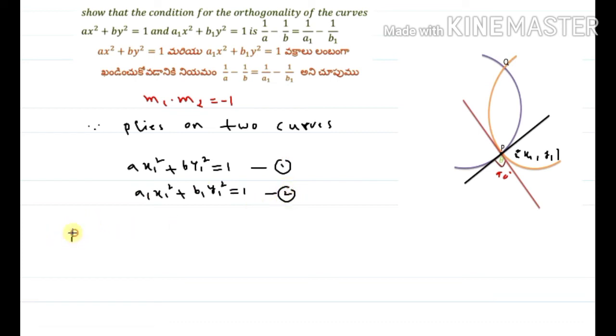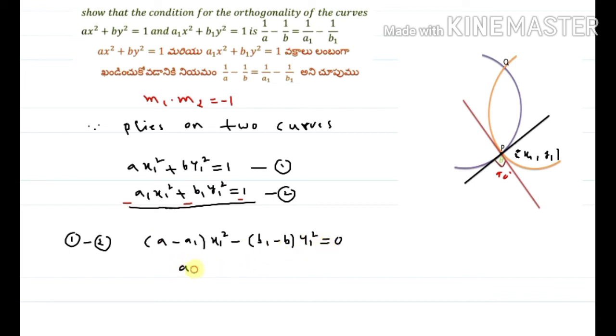Now subtract 1 minus 2. And what do you get? Minus, minus, minus. So in these two I can take a x1 square common: (a minus a1) into x1 square. Here I am taking minus common. So (b1 minus b) into y1 square is equal to 0.